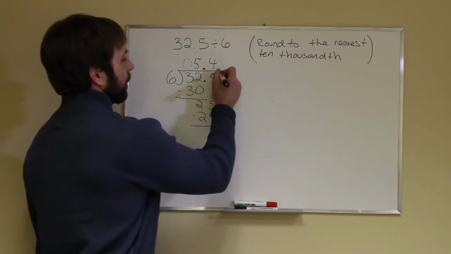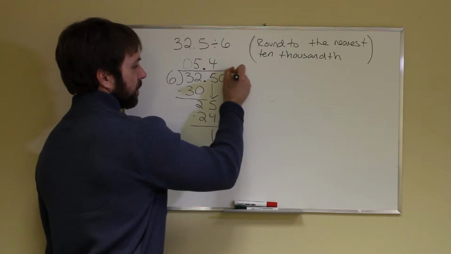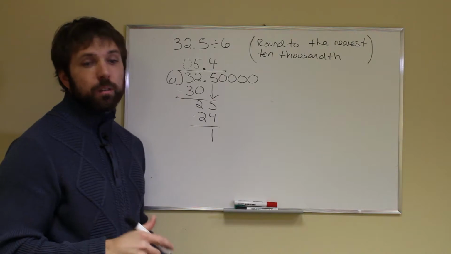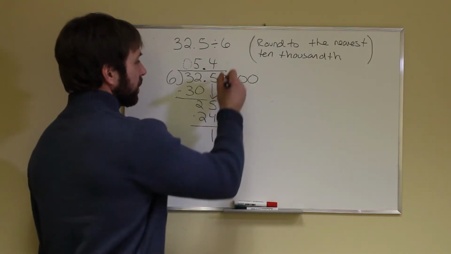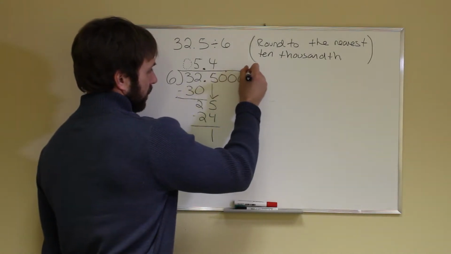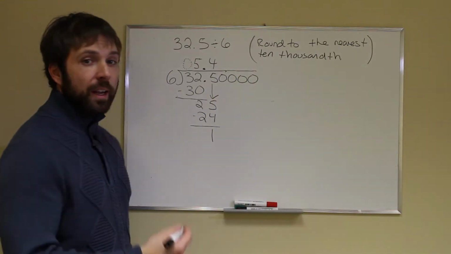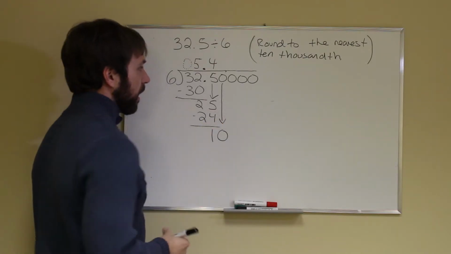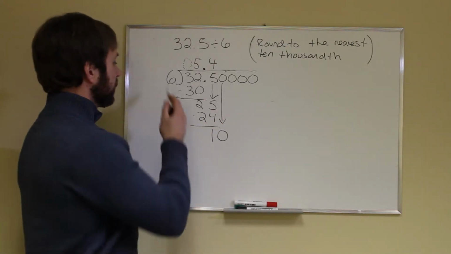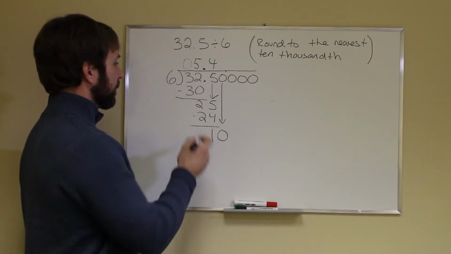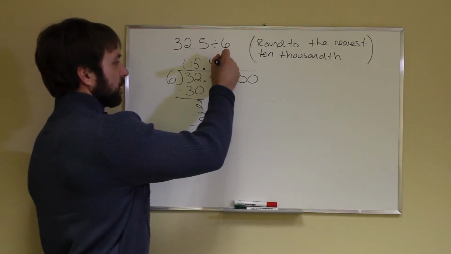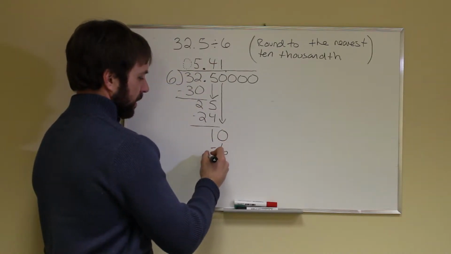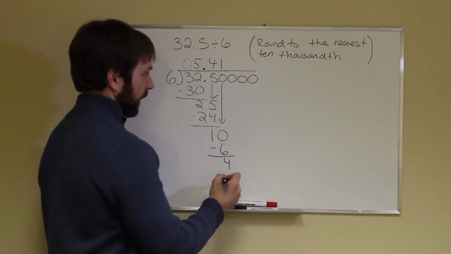To do that, I'm going to add in zeros. I don't know how many zeros I'm going to need. I usually just add in 4 for good measure, and then I extend my line. Now I can bring down a 0 and ask myself, how many times 6 goes into 10 evenly? 6 goes into 10 only once, and 6 times 1 is going to give me 6. So when I subtract these, I get 4.